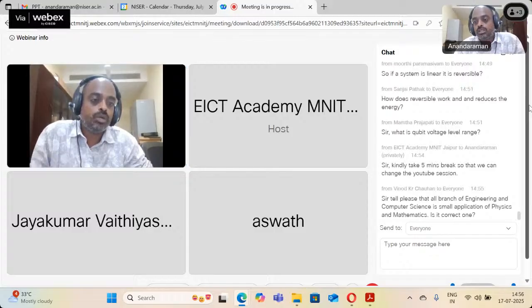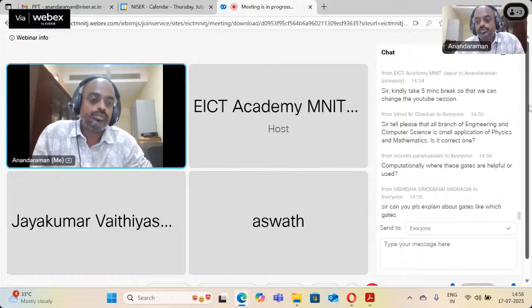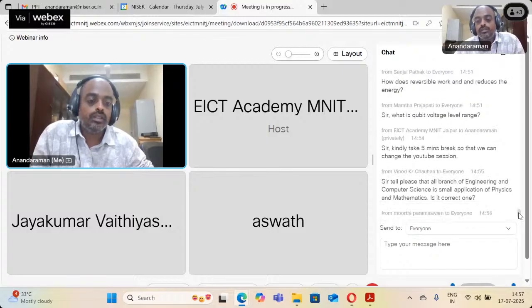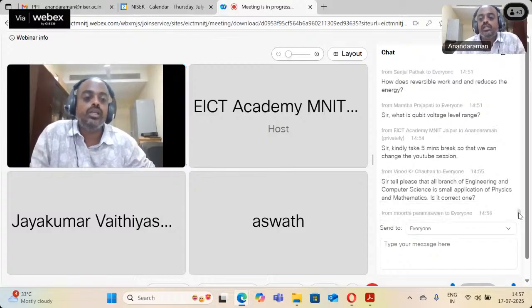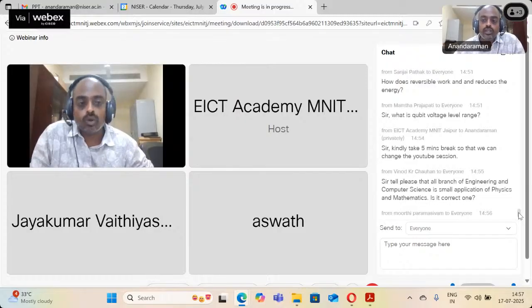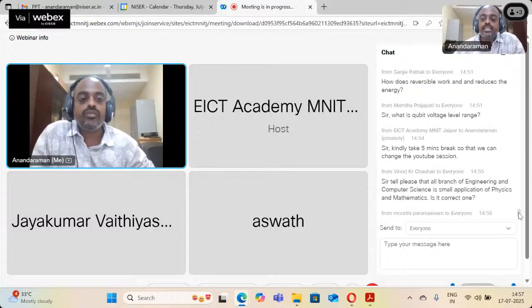How does reversible computing reduce the energy? See, in reversible computing there is no erasure of information. Basically, when you are erasing some information, you are losing energy as heat. Since in reversible computing there is no need for erasing anything, the number of inputs and number of outputs is the same, and there is no grounding operation here.